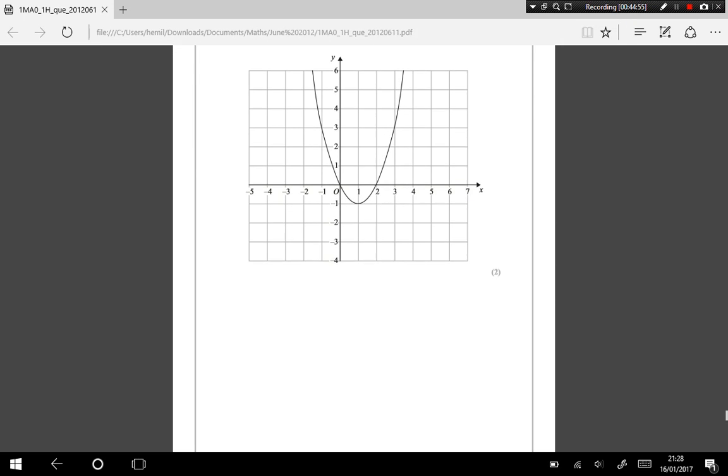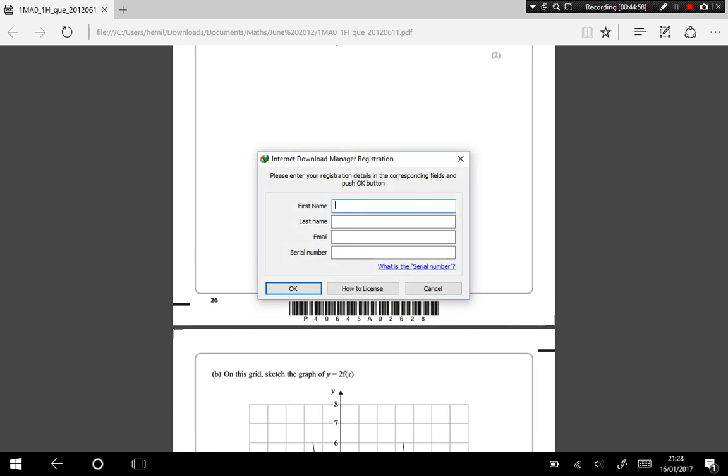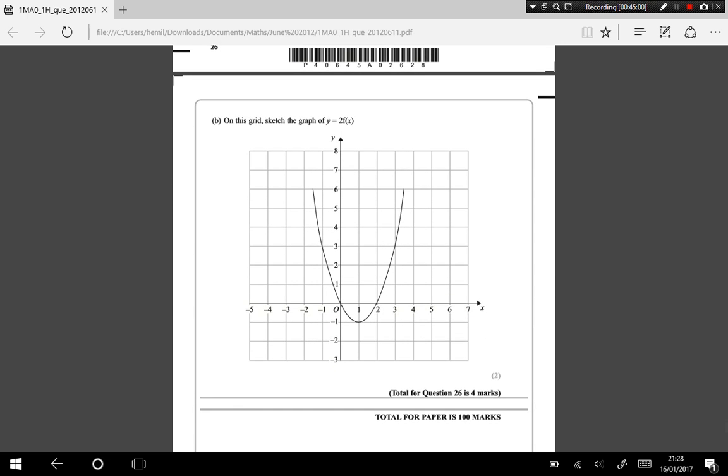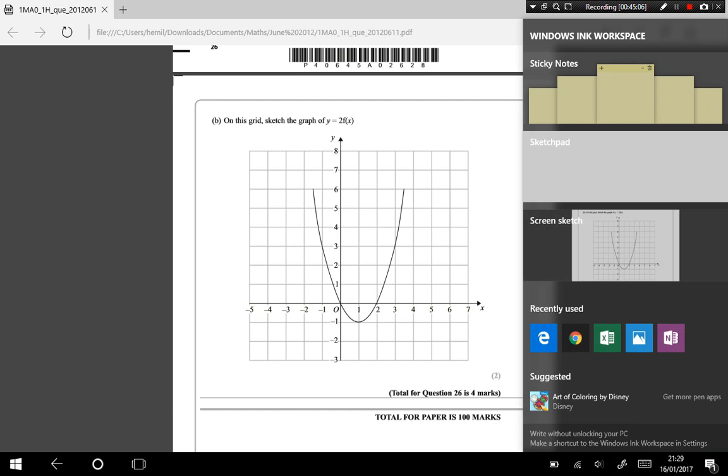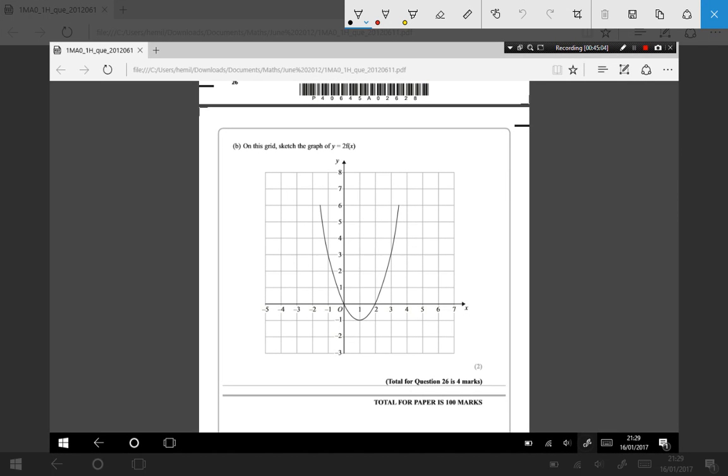And now to head to the next question, I'm sorry about this. On this grid, sketch the graph of y is equal to 2 f(x). For this question, it's interesting because it's telling you to do y is equal to 2 f(x), and you know that it's applying to the y, and you know that you want to multiply it by 2, so they want you to stretch it. So how do you stretch it by 2?